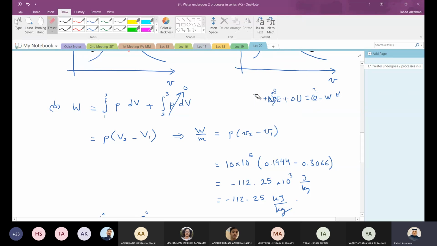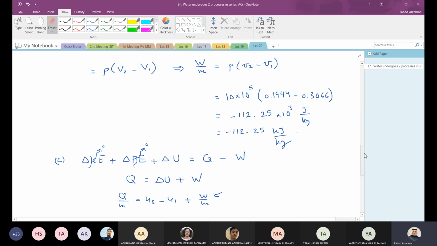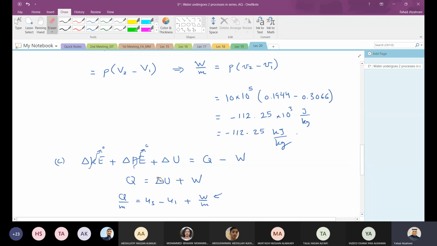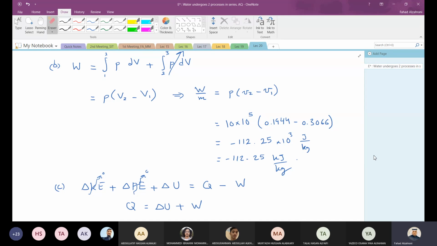So let's have it here. We can see it here. All right, delta U equals Q minus W. So Q is simply delta U plus W. You can divide by mass. So delta U here is m times small delta u, so you can divide everything by m. You end up with Q over m equals... طبعا I wanted to actually ask you about this. What do you think the change in internal energy is here for the whole process?